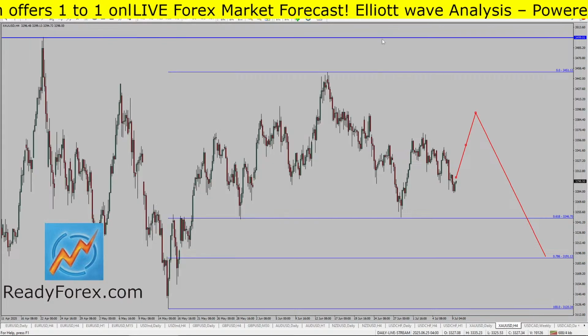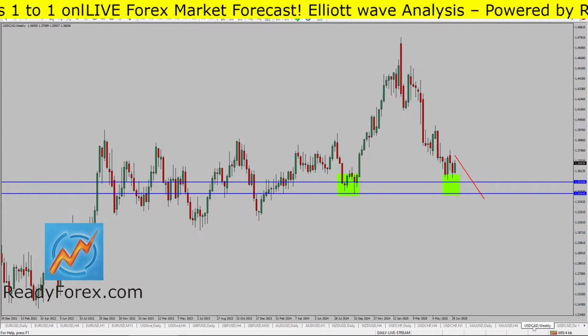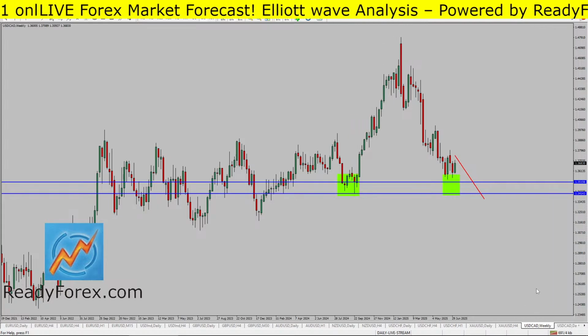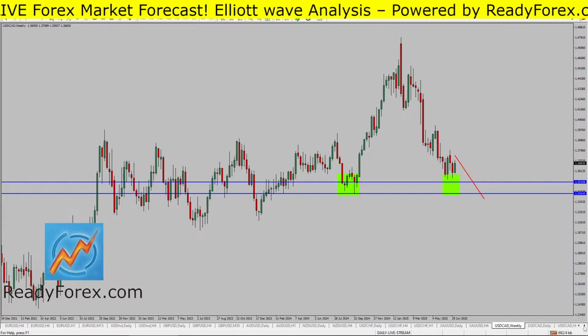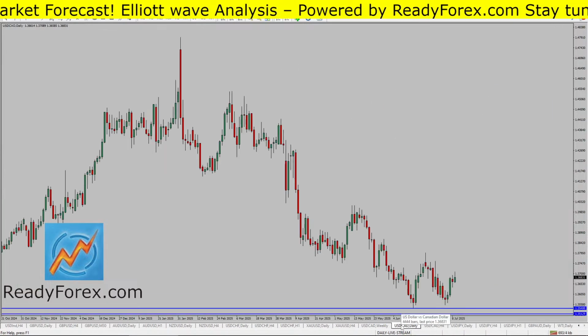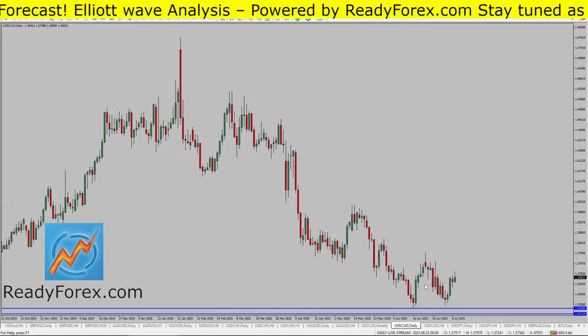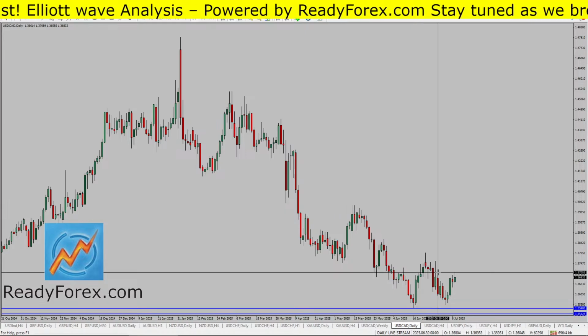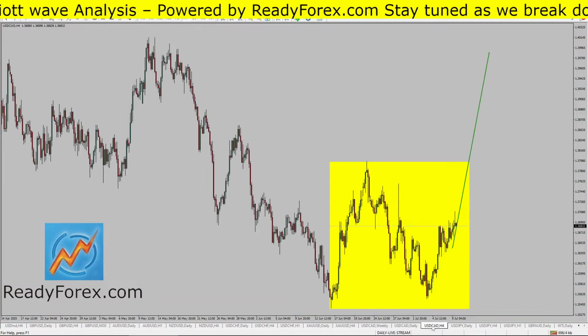Next one is the USDCAD, US dollar CAD currency pair, weekly time frame, sideways price action going on. Let's go over to a daily chart over here. Same story, sideways price action in CAD. Go over to a 4-hour time frame.